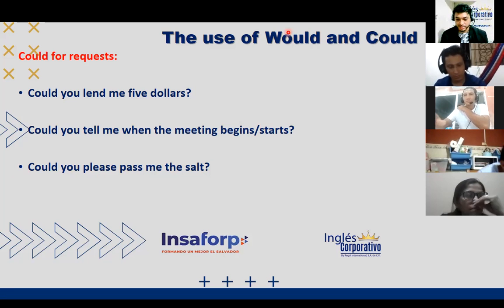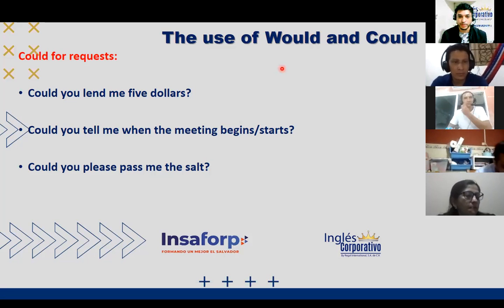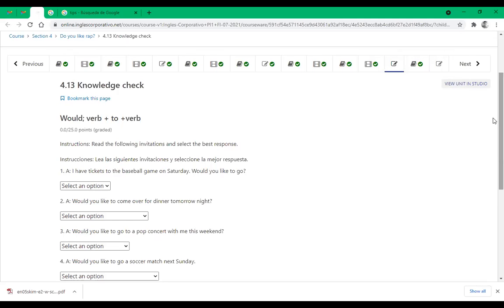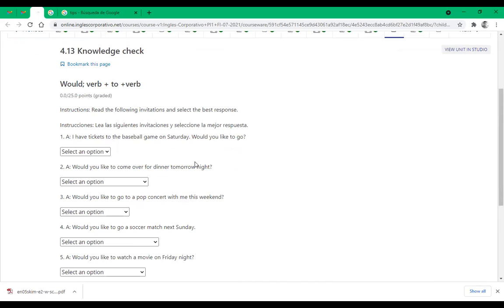Okay, nice. Let's see. There is an exercise on the platform that we are going to develop tonight, related with the topic, the use of would. I know that most of you have already done it, but we are going to complete it just to practice. What we are going to do is read the following invitations and select the best response. I need volunteers to read the questions and we are going to answer together.